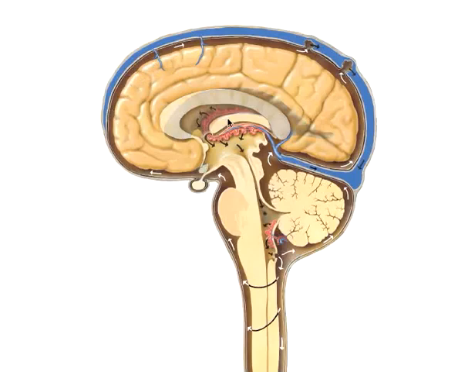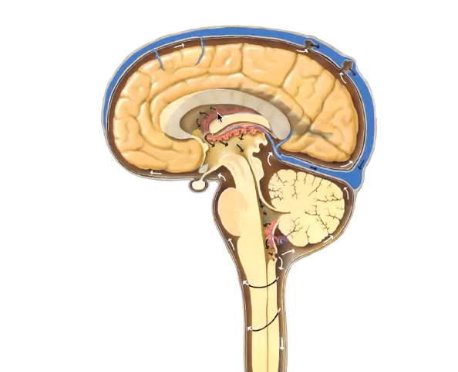So CSF is produced here in this structure, which is the lateral ventricle, and in this structure, which is the third ventricle. It's also produced down here in the fourth ventricle. So those are the ventricles of the brain. So the ventricular system is inside the brain, and it is composed of the lateral ventricle, the third ventricle, this little space here, which is the cerebral aqueduct, and the fourth ventricle.